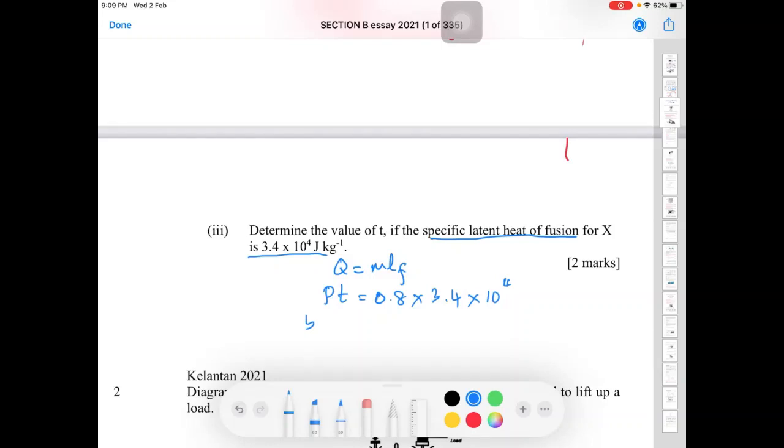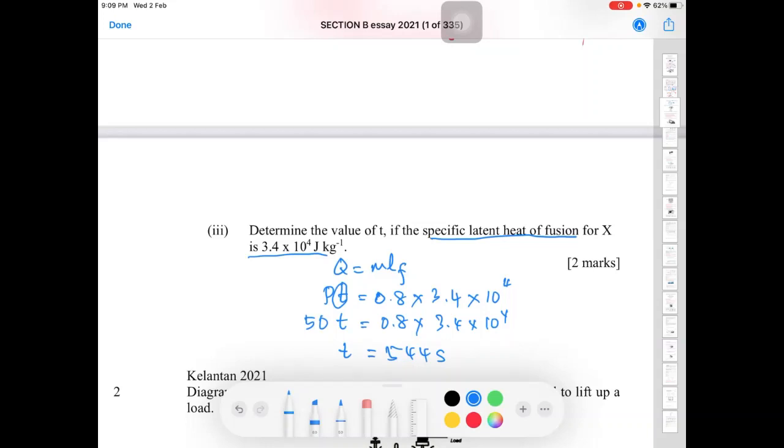Okay, power dia 50. But the T ni adalah apa? T ni, remember you akan dapat the T in second. Okay, so this T you nak cari. So 0.8 times 3.4 darab 10 power 4. Alright, jadi you akan dapat T equals to 544 second. Okay, so second.